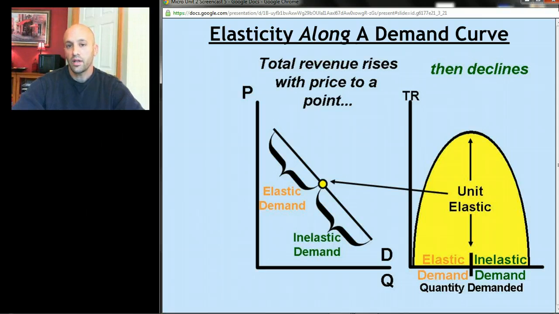This can be an important concept going forward, because what we're going to find is that businesses choose not to operate often on the inelastic portion of the demand curve, because they know that if they're on the inelastic portion of the demand curve, they could always raise price and collect more money. We're going to find that businesses tend to stick around the elastic portion of the demand curve, or that upper left-hand portion of the demand curve, if they can choose to do that.